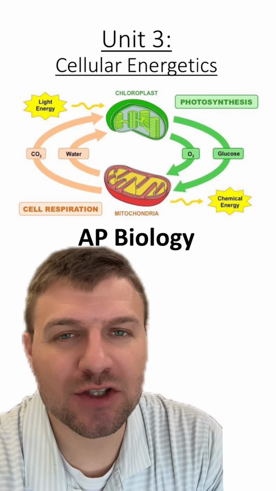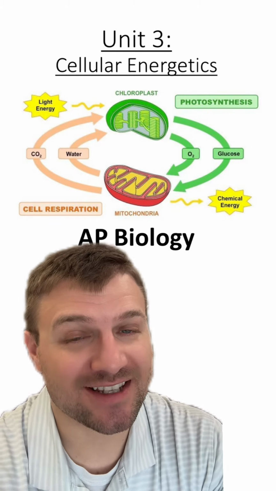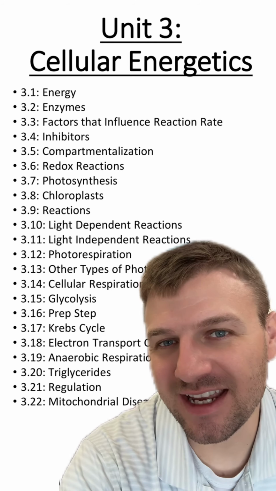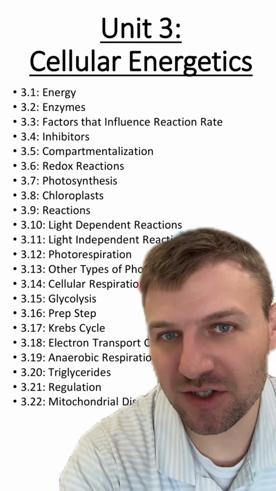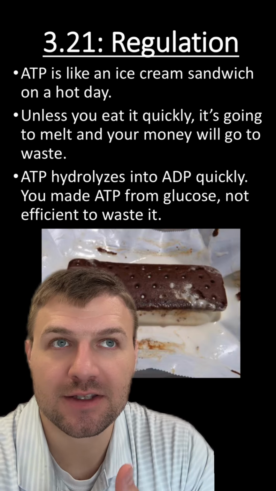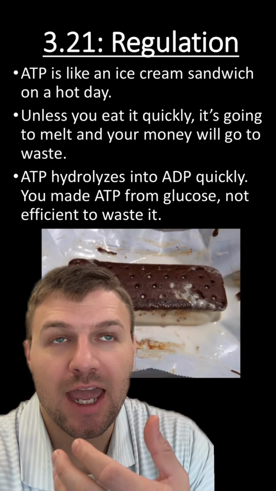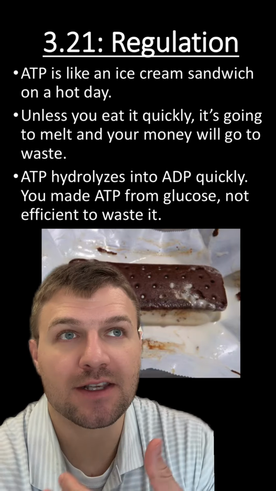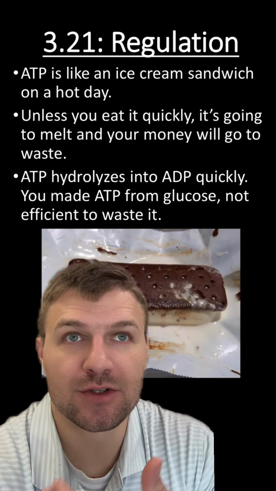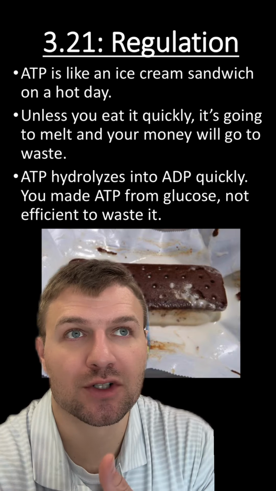Hello AP Biology students, we're going to go over the 21st section in Unit 3. We're coming to the end of Unit 3, and in this section we're going to be talking about the regulation of cellular respiration. A lot of focus in this unit is the transfer of energy and utilizing that transfer of energy to make ATP. So ATP is this energy currency that our cells are going to use to complete cellular tasks or just to do work.